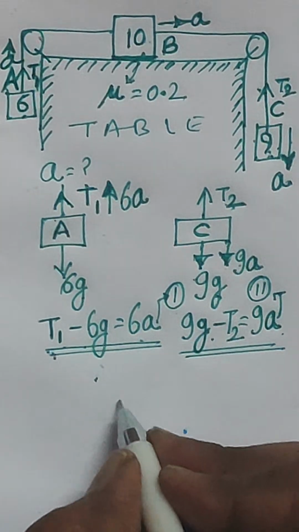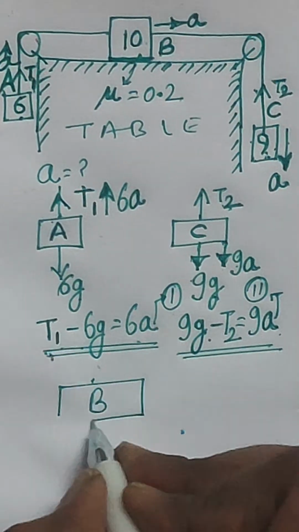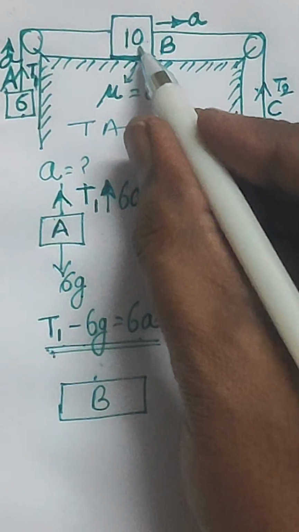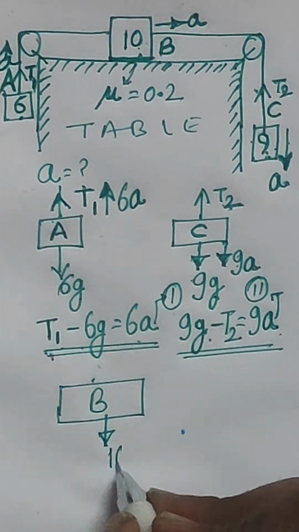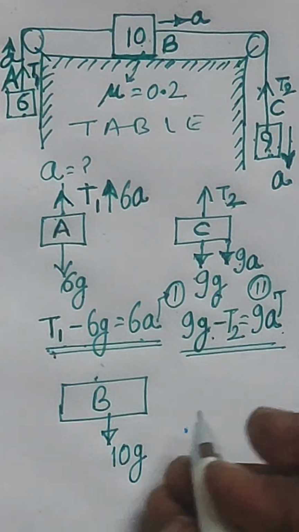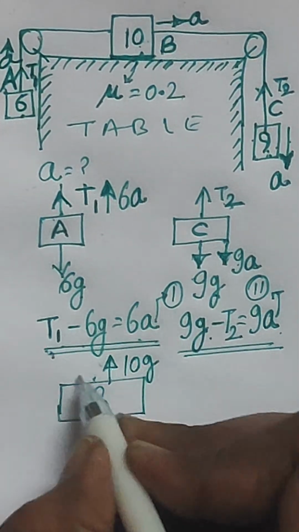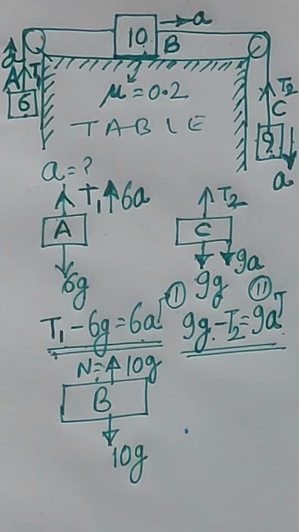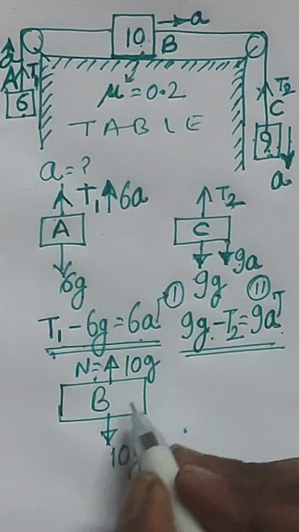Now for the block B, what are the forces acting on the block B? Block B of mass 10 kg. So the weight will be 10g, right? And the normal reaction will be equal to 10g, N equal to 10g, which is equal and opposite to the weight of this block.